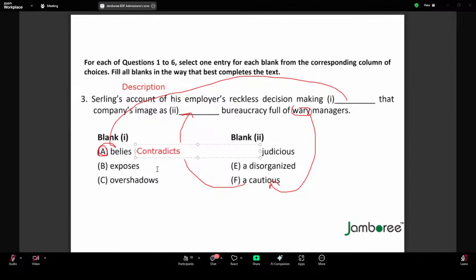It is not exposing. Exposing is something revealing something. Overshadow, outshine, not outshining either. That's not how you. Injudicious, the opposite of judicious. Judicious, somebody who's wise, astute. Injudicious is somebody who is careless, who's not very wise. Disorganized, same. This is not worse than injudicious. So cautious, I'll go with. And contradicts. Alpha Foxtrot, fine.